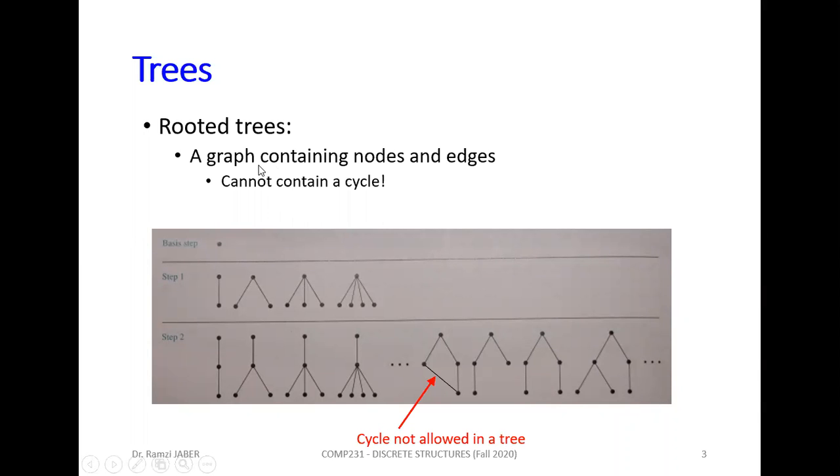A cycle is not allowed in the tree. Like this, we cannot connect this node to the node here. Each node has only one incoming edge. Here, this node has 2 edges, so it's not a tree. Okay? In a tree, each node must receive only one edge, like children. Okay? This is called a rooted tree.